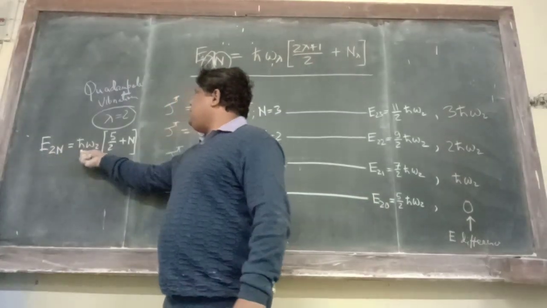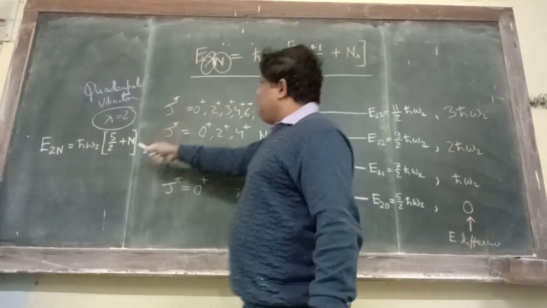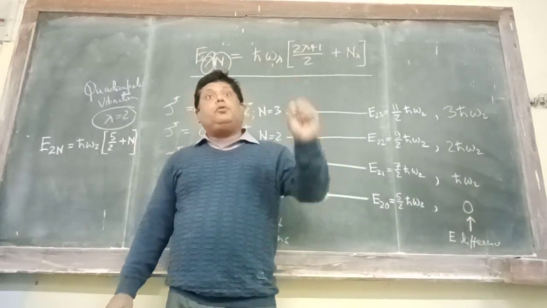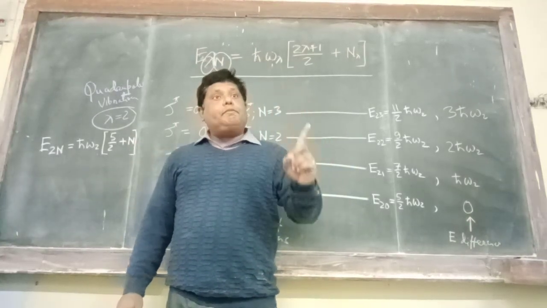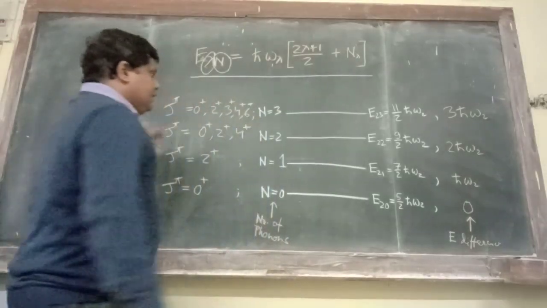E_N equals ħω_2 times (5/2 plus N). Just put in the values of lambda. N is the number of quadrupole phonons, or lambda equal to 2 phonons. Fine. Take it. Now let's see the structure.